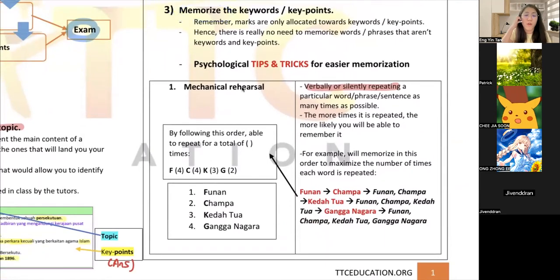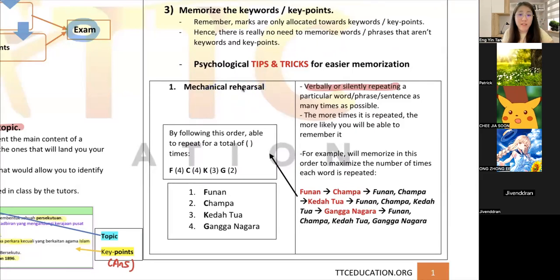Because I receive a few messages from the normal class students. They always like to ask me, teacher, how to memorize? Again, this is just based on our own personal experience, and we also did some proper Google research. So based on our experience and research, we share with you a few techniques. When it comes to memorizing keywords and key points, you can use the first method.